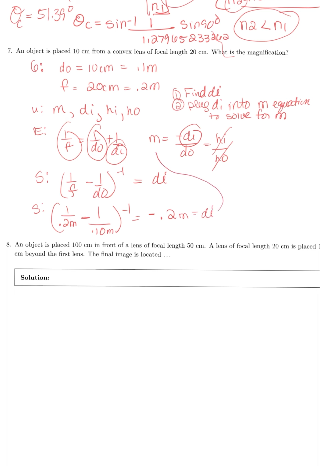So when we plug that in here, we're going to have a magnification equals negative 0.2 meters over the object distance, which we said was 0.1 meters. So let's plug that in. And we are going to get a magnification of +2. This magnification being positive, by the way, means that our image is upright.